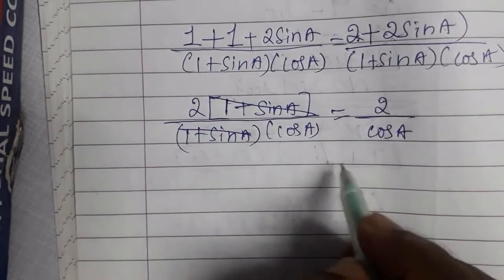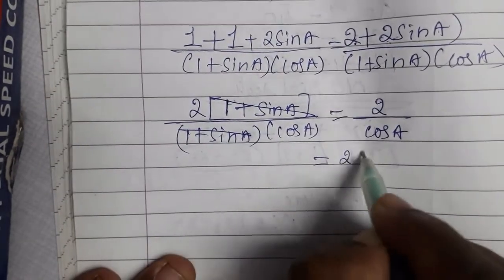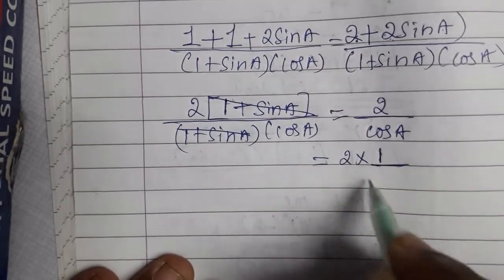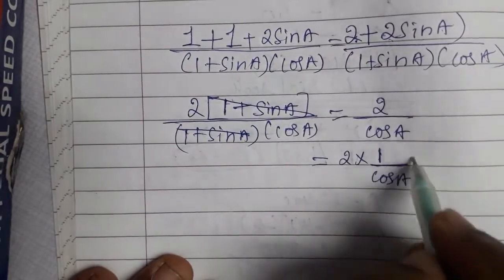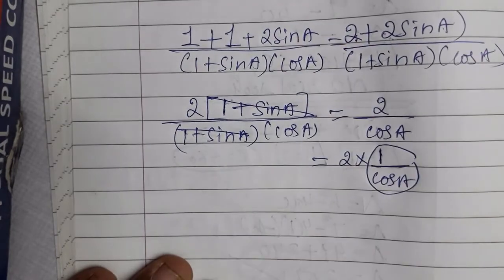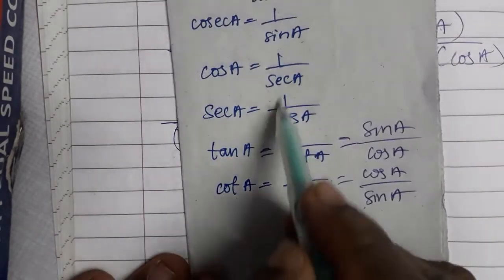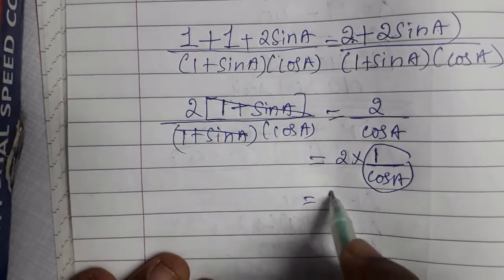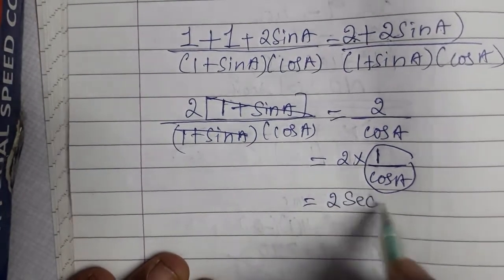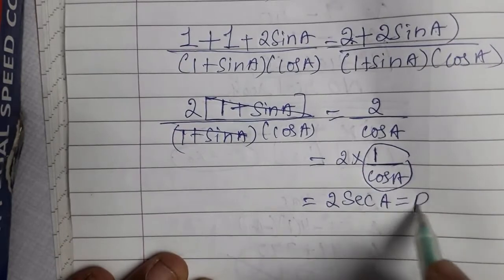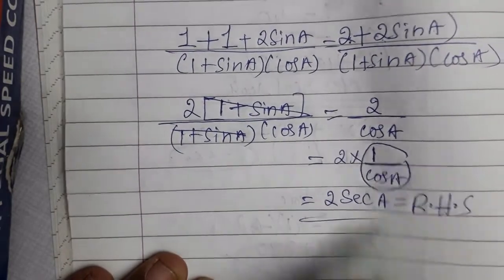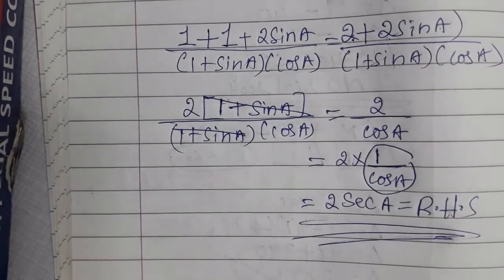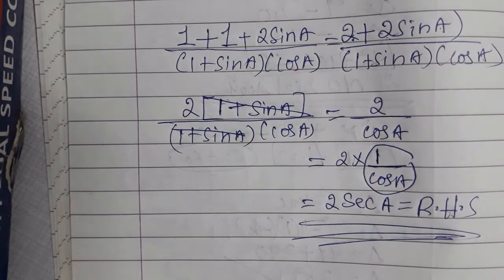Now this 2 by cos a can be written as 2 into 1 by cos a. Now what is this 1 by cos a? You can notice here 1 by cos a is secant a. So replace it, it is equal to 2 secant a, which is nothing but RHS. 2 secant a was RHS. So we have proved LHS is equal to RHS.